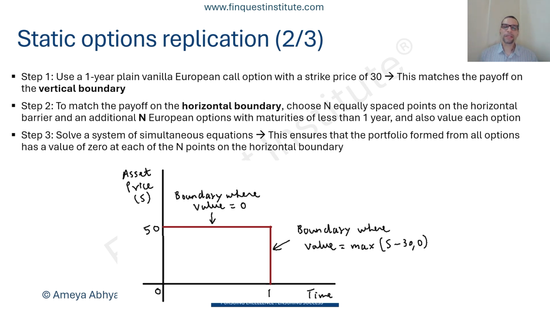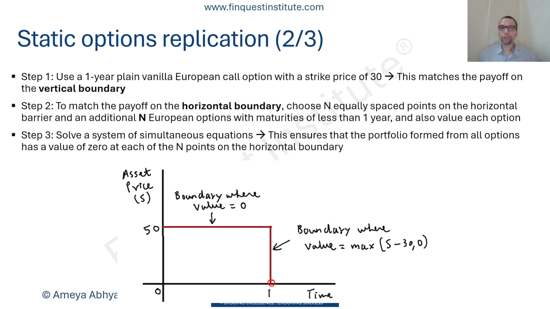So we'll use a 1 year European call option with a strike price of 30. This is going to match the vertical boundary because then we have an option which matures exactly at the 1 year time point and it will have a strike of 30. So using our usual vanilla call payoff, we are able to match the payoff on the vertical boundary.